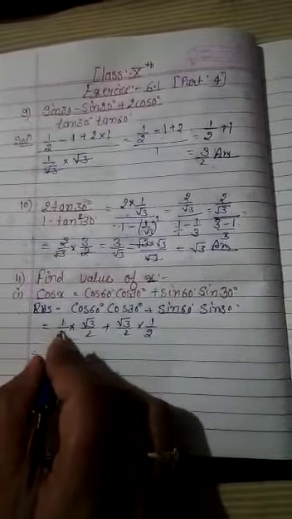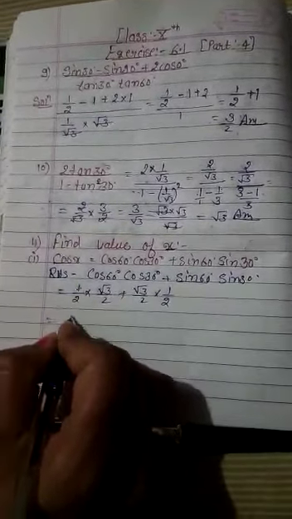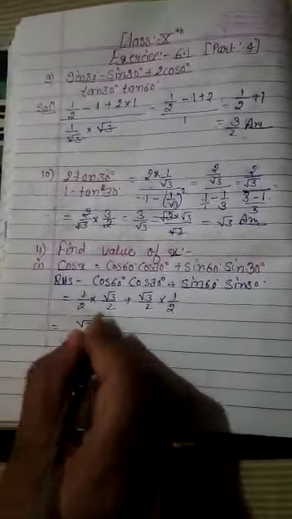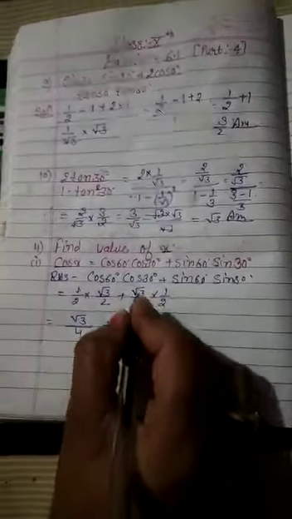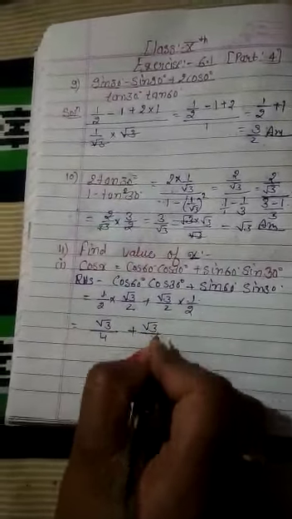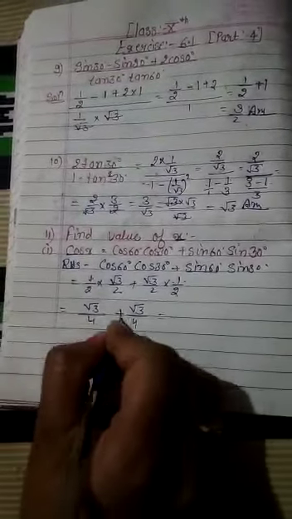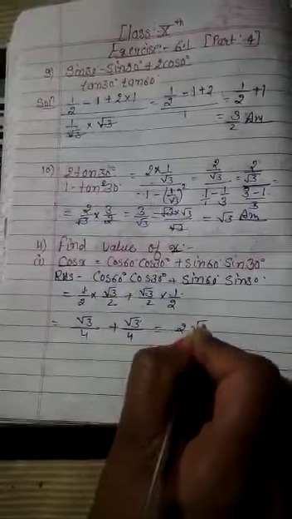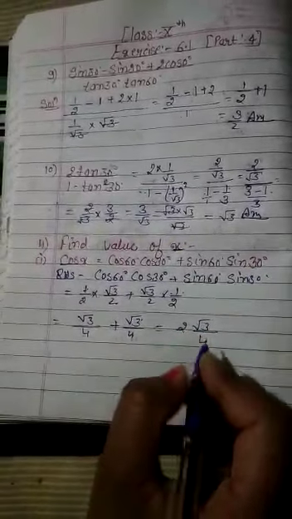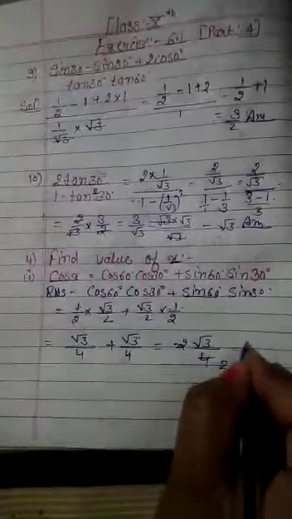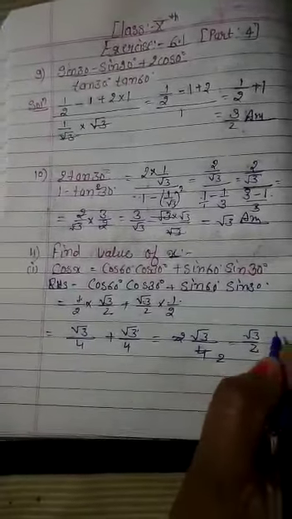Okay. So we will multiply 1 into root 3. We will get root 3. 2 into 2, 4, plus root 3 into 1, root 3, upon 2 into 2, 4. Okay. Root 3 upon 4 plus root 3 upon 4, 2 root 3 upon 4. Okay. 2 and 4 will be cancelled out. We will get root 3 upon 2 as the answer.